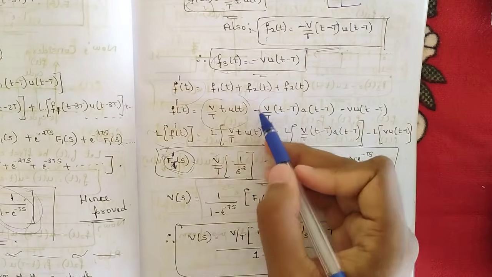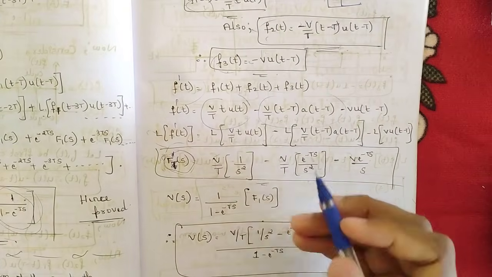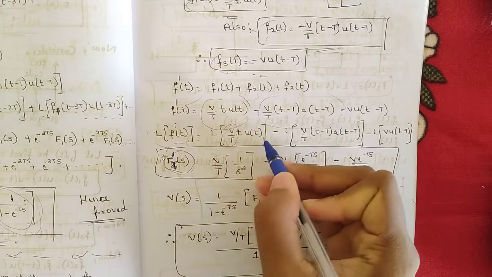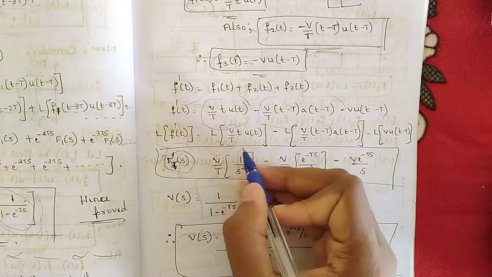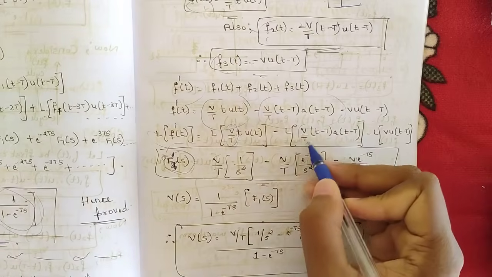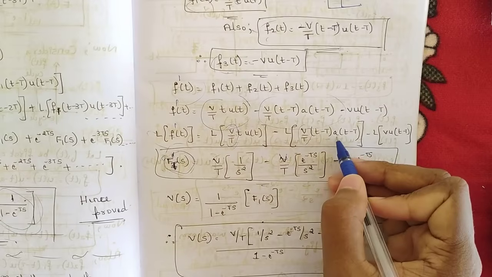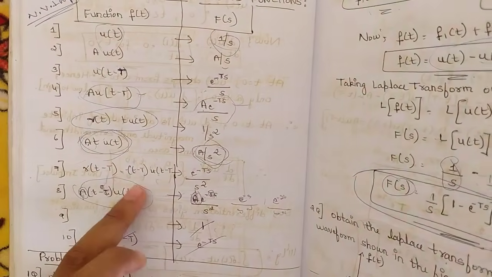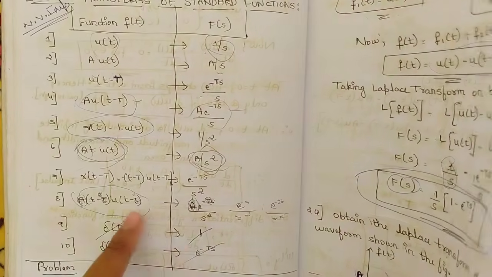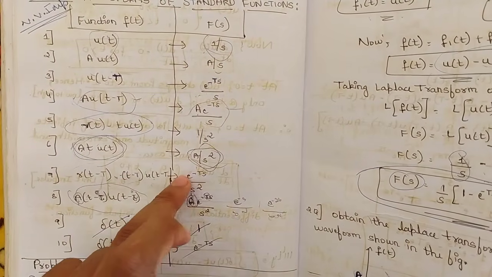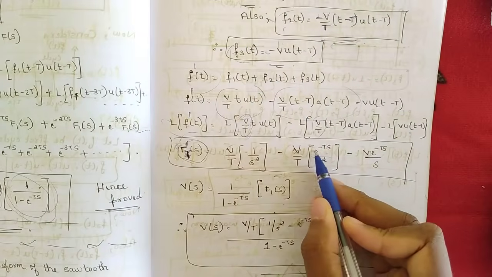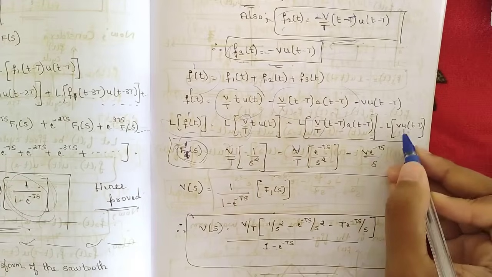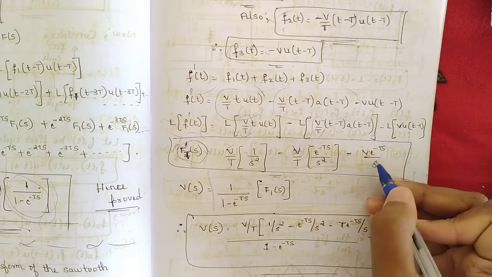That is the Laplace transform of each of these terms. That is the Laplace transform of V by T into u of t. If we consider this V by T here, take that V by T common outside, you would be left with the Laplace transform of t into u of t, that is 1 by s square. Then we have again V by T, you take it common outside, we would be left with (t minus T) into u of (t minus T), that is e to the power minus Ts by s square. So that's why I have written it as e power minus Ts by s square. Then minus of V u of (t minus T), so a e power minus Ts by s. So in place of a we have V, so V e to the power minus Ts by s.